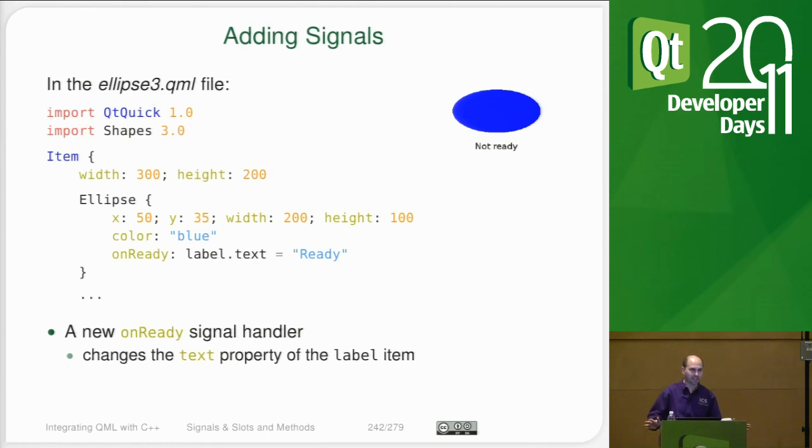Ready in this context doesn't really mean anything. It's not like QML and Qt are running in separate threads and there's some synchronization that needs to go on. This is just an example, just some state that's changing. What we want to do is, when something's ready, change some text label to say ready. Very simple.